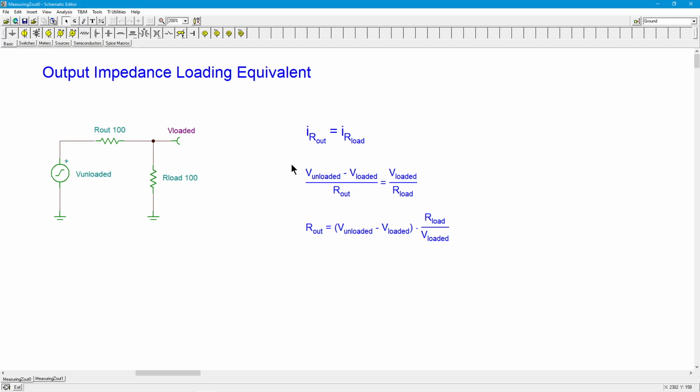So this is sort of a practical way of doing it with a scope, because you're going to measure the V unloaded in the first step, then you're going to measure the V loaded in the second step, and you can just, like I said, get your calculator, boom, boom, boom, you're done.